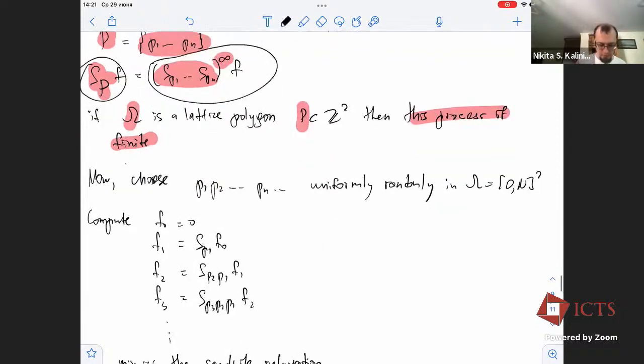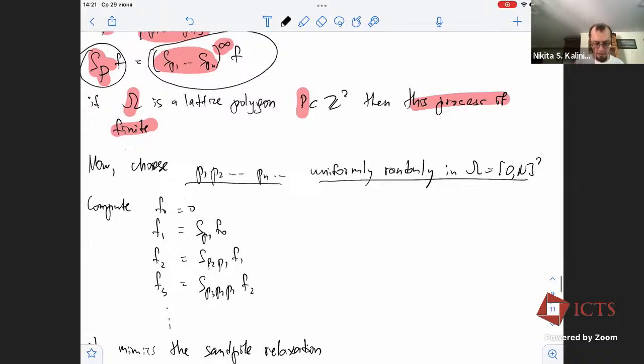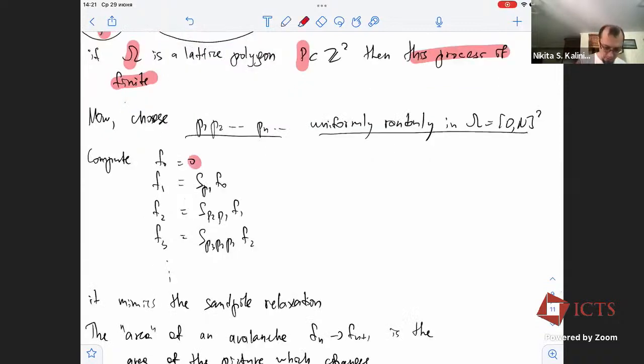Then I have a process. I choose points P1, P2, et cetera, uniformly randomly, and I start the following dynamic. I take the zero function F0, apply SP1, then SP2, SP1, then SP3, SP2, SP1 of F2, and so on. Basically it looks as follows. I start with an empty curve. I drop one point and draw a curve which passes through that point. Then I add another point and change my curve so that it passes through two points. Then I choose a third point, again randomly, and change my curve such that it passes through all three points, and so on.